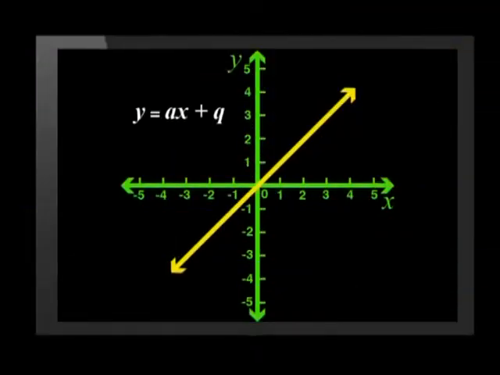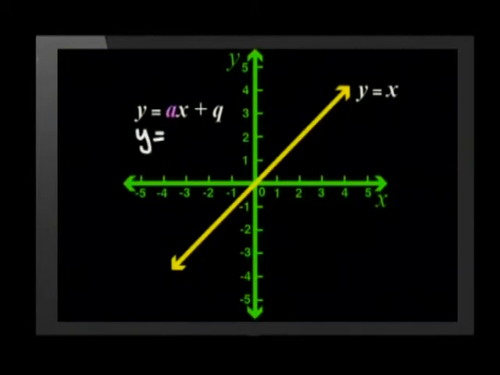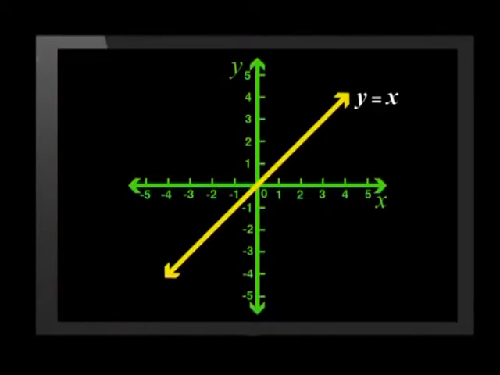We are going to keep the gradient the same for all the graphs we look at. That means that in the formula, we will keep the value of a the same. This way we can focus on the changes to the value of q. The gradient of the parent graph is a equal to 1, so let's keep a gradient of 1 for all our graphs. Now I'm going to move the parent graph. Let's see what happens when we do this.